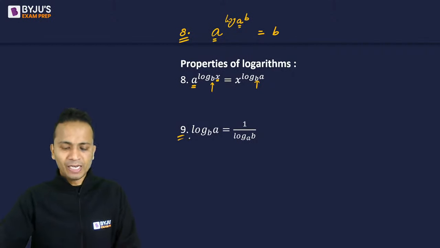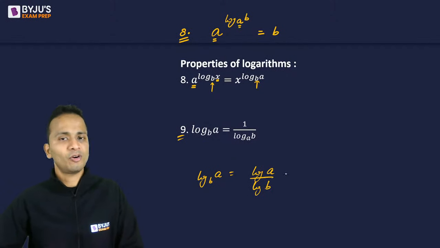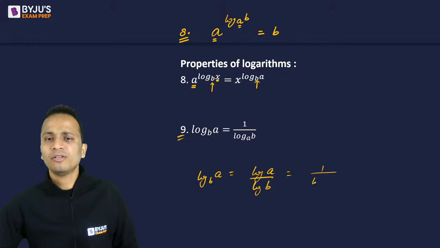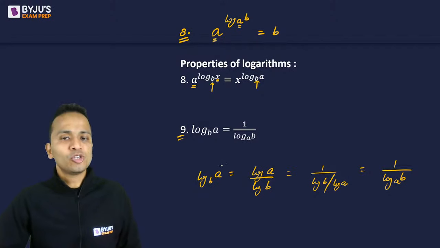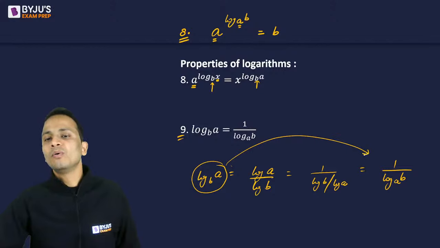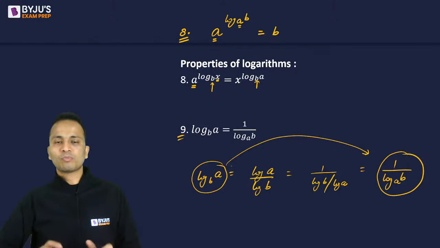Now the last property, property number 9, log of a to the base b. First of all, I'll write it as, I already told you, log a upon log b, right? Further, take log a to the denominator. So it will become 1 upon log b upon log a. And then in the denominator, you can convert it and write it as log of b to the base a. So log of a to the base b will be equal to 1 upon log of b to the base a. And that was property number 9.